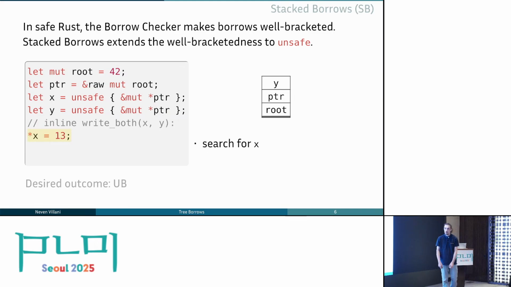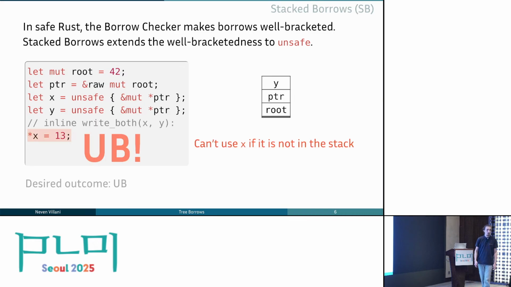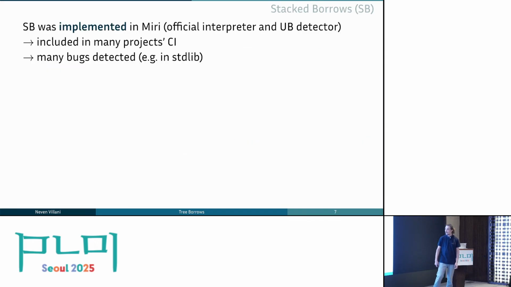At the next step, if we try to use x while it is not in the stack, according to the rules of stacked borrows, that's a cause for UB. So, just like we wanted, stacked borrows here finds UB, and the corresponding optimization is enabled. That's great. Stacked borrows was implemented in the MIRI interpreter, which is the official tool for detecting UB in Rust, and has been involved in detecting many bugs, including in the standard library.